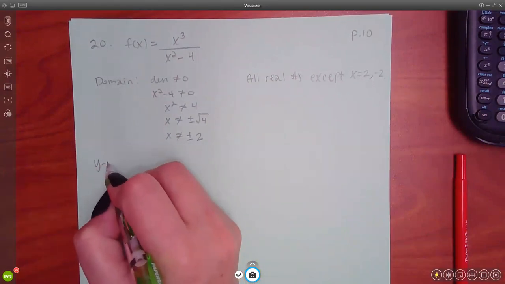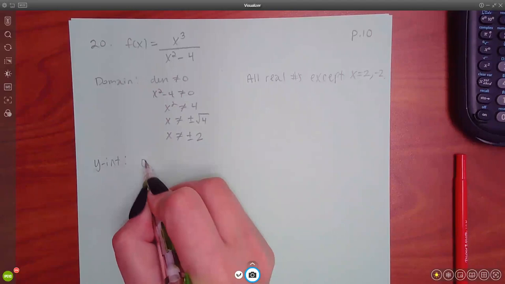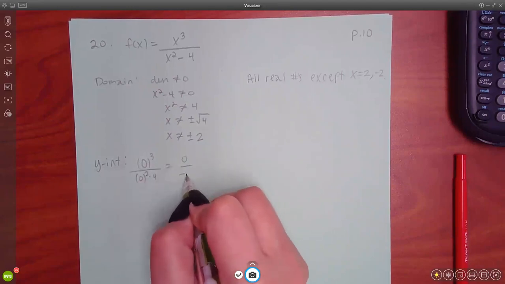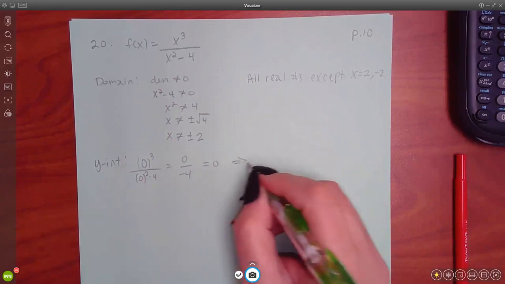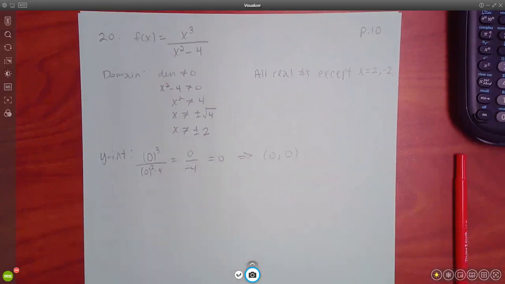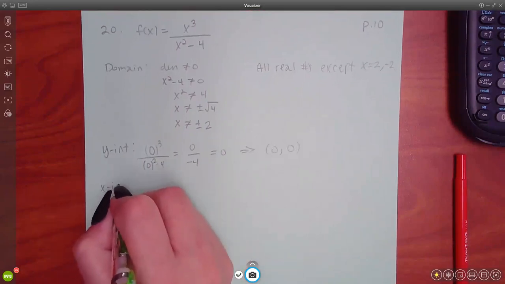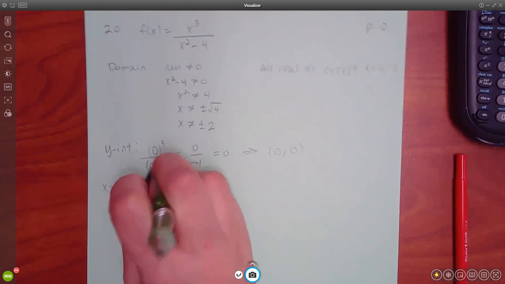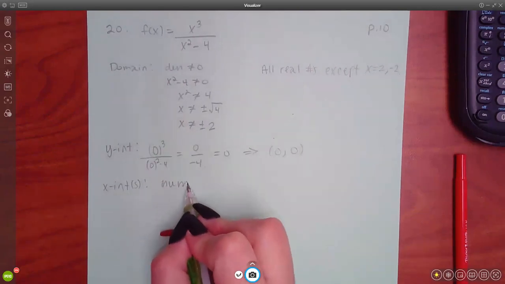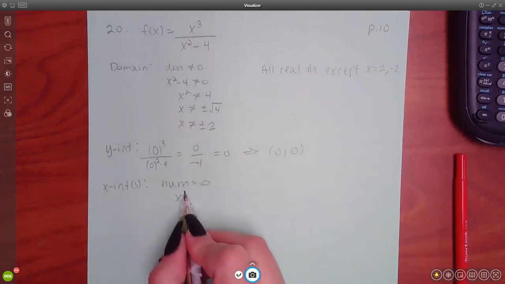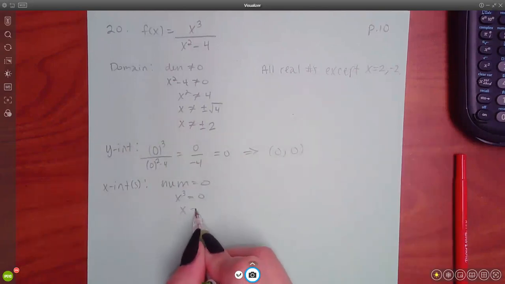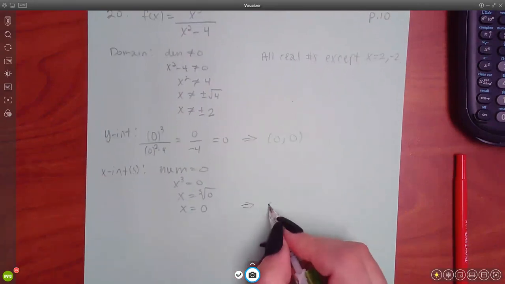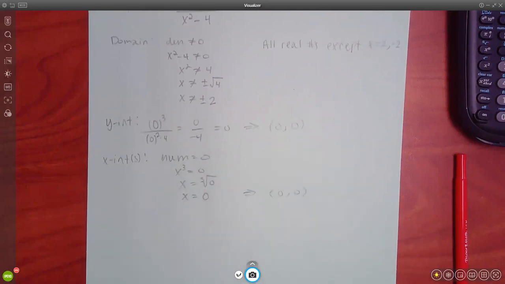Then we're going to have our y-intercept. We get that by plugging in 0. So I get 0 over negative 4, which is just 0. So 0 for x, 0 for y. The x-intercept or intercepts come from the numerator equal to 0. So x cubed equal to 0. And I get that same point, don't I, for my x-intercept. 0 for y, 0 for x.